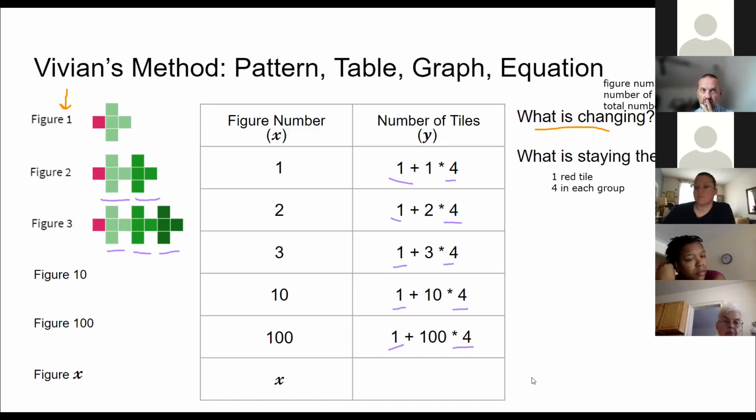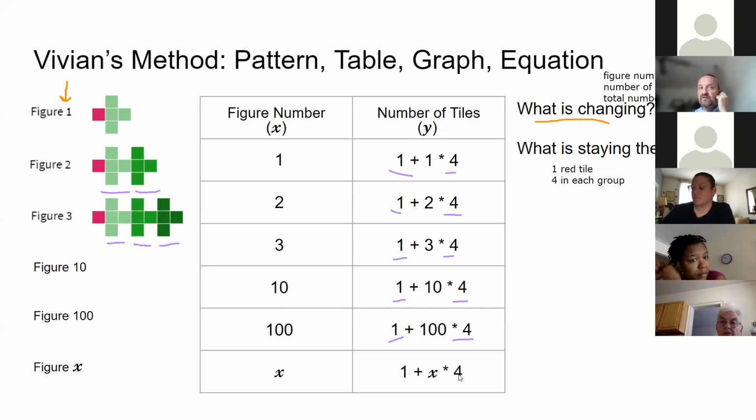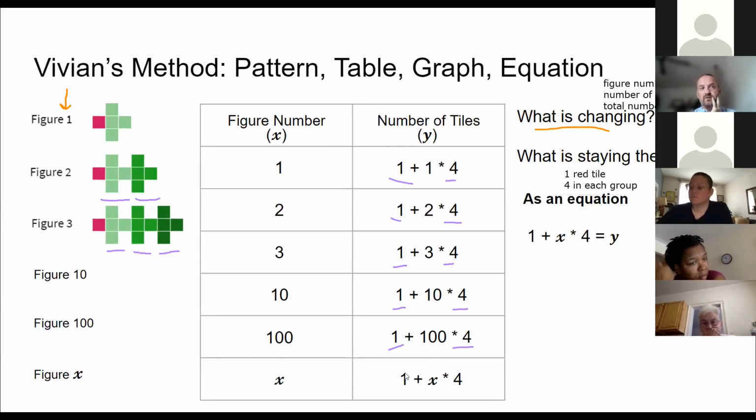Would it be 1 plus x times 4 equals y? 1 plus x times 4, yes, follows this pattern. And then as an equation, y. Okay. 1 plus x times 4 equals y. So any number you put in here, and then y is the output, the total number of tiles. y is the total number of tiles in this particular situation.